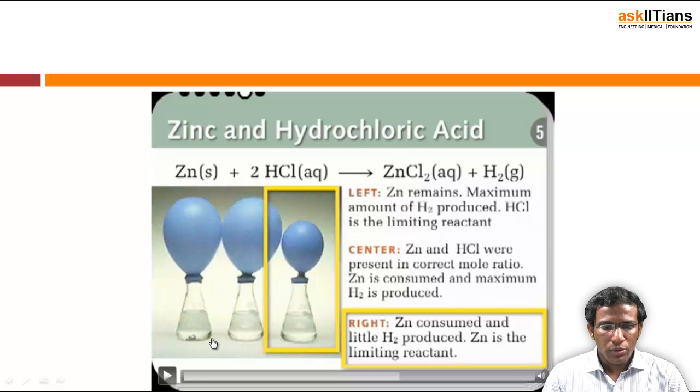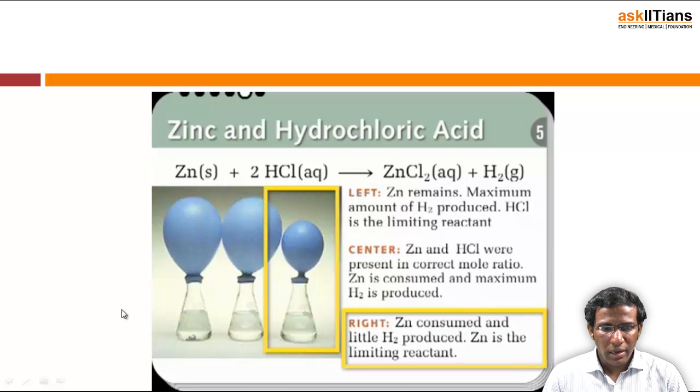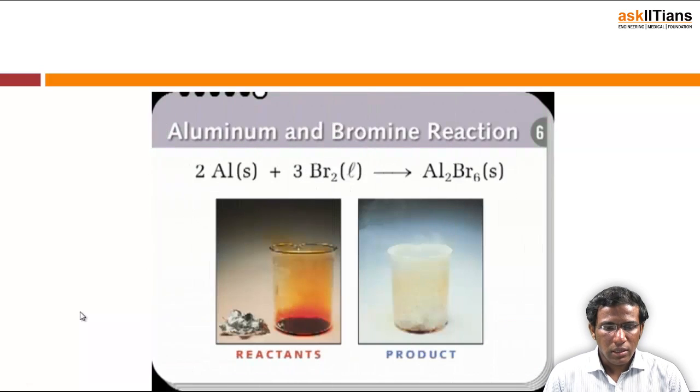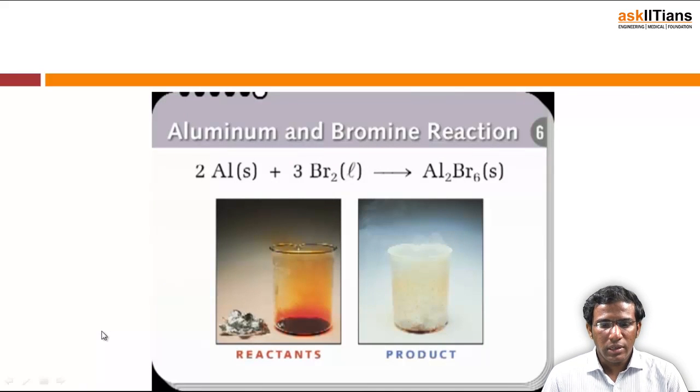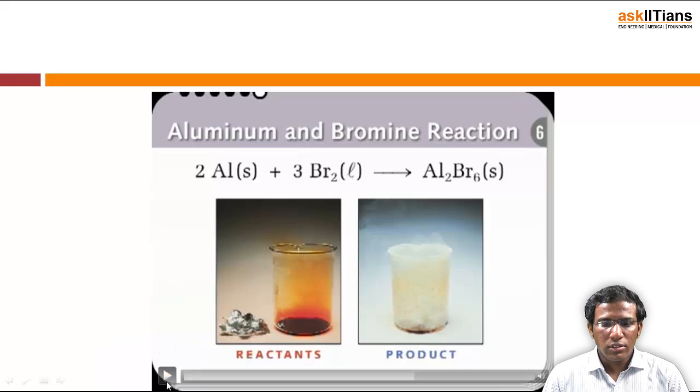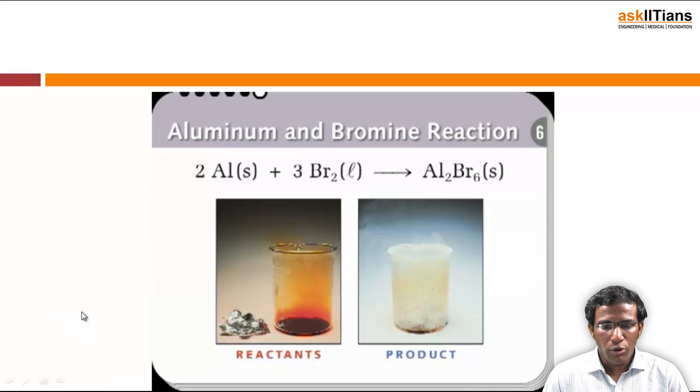Okay. So these are the important observations that we made, and we identified what the limiting reagent is. To understand this limiting reagent concept further, and more quantitatively, let's take an example. Here we are considering the reaction between solid aluminum and liquid bromine, and we are getting Al2Br6 as the product of the reaction. Suppose we are taking an example like this.